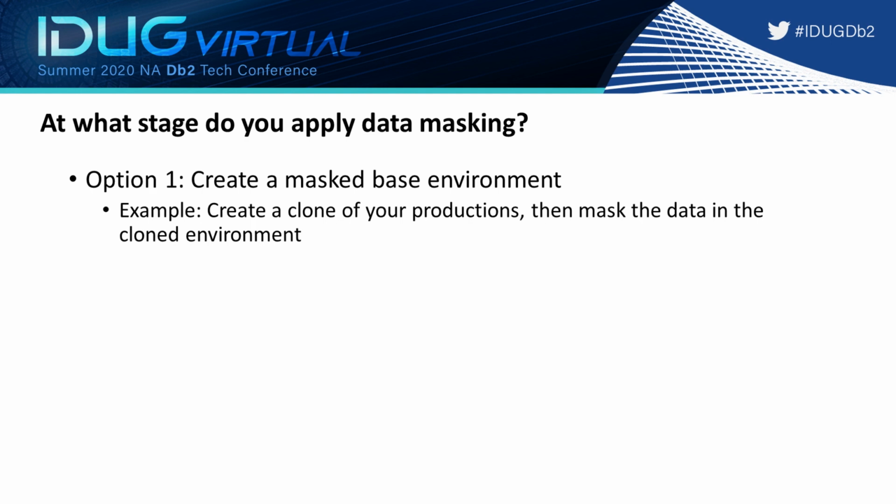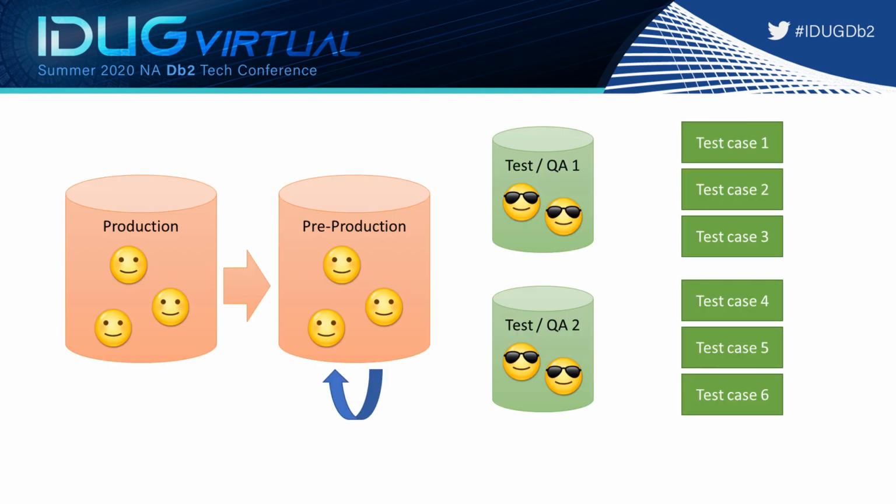One thing you can do is apply data masking to this clone of the production. Here's what this would look like. In this picture, the real production data is red and masked data is green. What we have is a production environment on the far left side. Then the environment next to it is a so-called pre-production. Next to that, we have two test environments. Now those could be two separate Db2 subsystems, for example. And on the right, we have test cases that run repeatedly using the data from the two test environments.